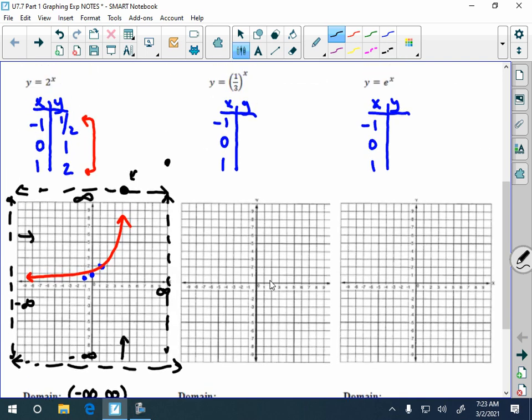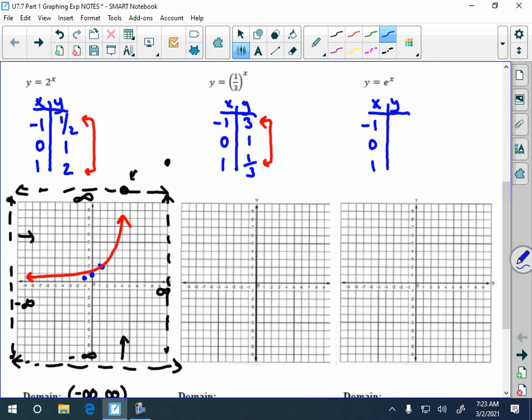All right, so let's look at the next one. y equals 1/3 to the x. So 1/3, that's between 0 and 1, so this is decay. So our shape is going to flip over the y-axis. So when we plug -1 in for x, 1/3 to the -1, that means we have to do the reciprocal, so that's going to be 3. 1/3 to the 0 is 1, and 1/3 to the 1 is 1/3. Again, we can see that these two are reciprocals of each other.